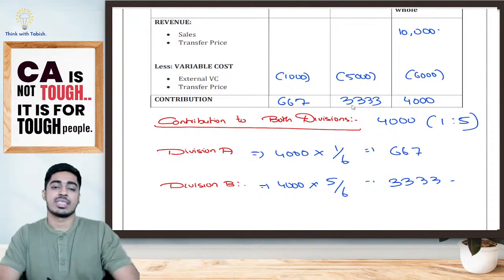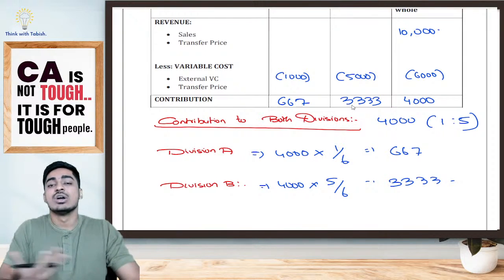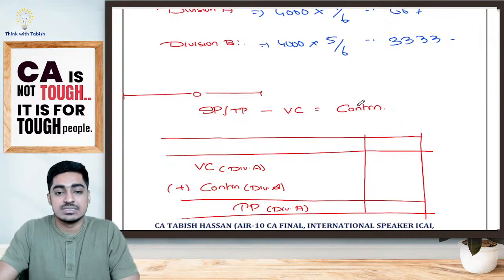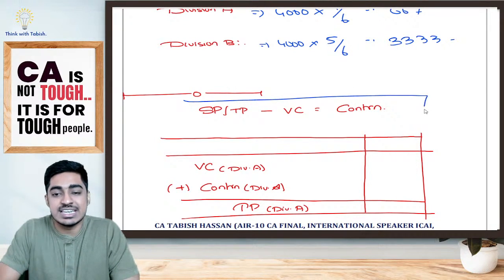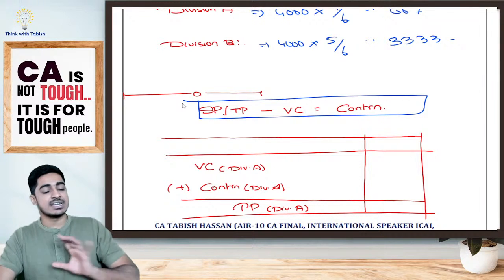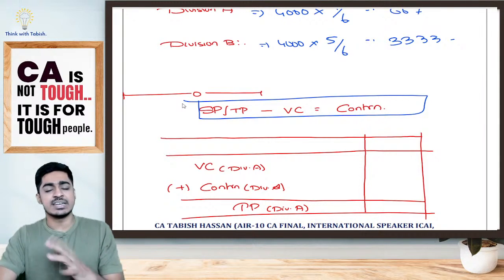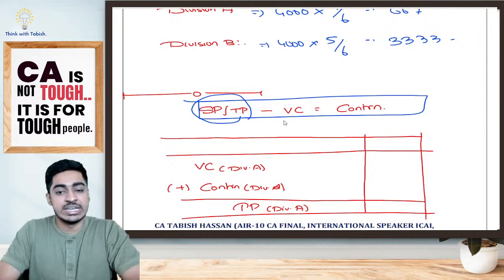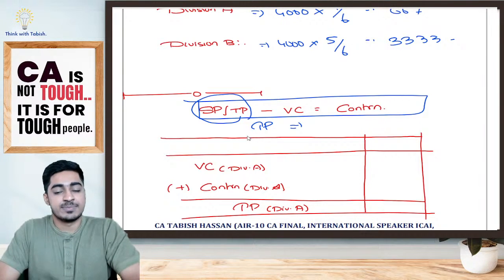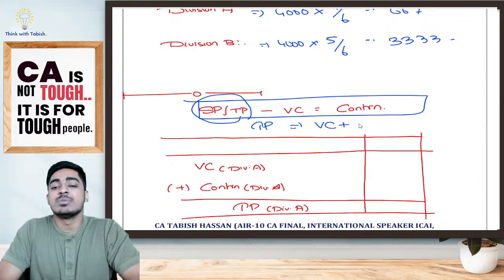Now, division A is asking, what is my transfer price? We know the formula. Selling price minus variable cost is equal to contribution. Selling price or transfer price: if it is an external customer, we call it selling price; if it is an internal customer, it is transfer price. Now we want to arrive at the transfer price. What do we do? We take variable cost to the other side. So selling price or transfer price is nothing but variable cost plus contribution.